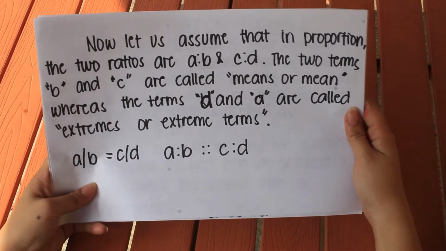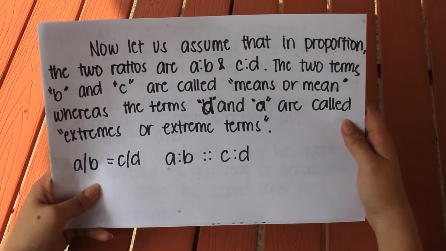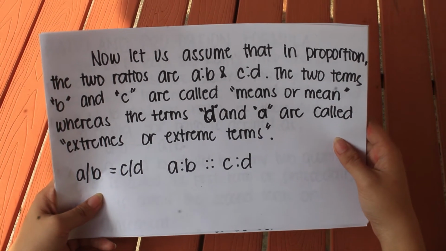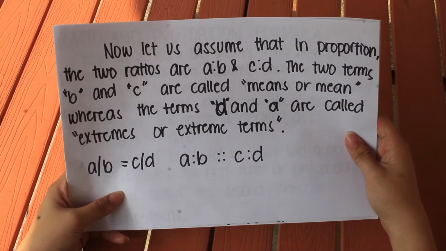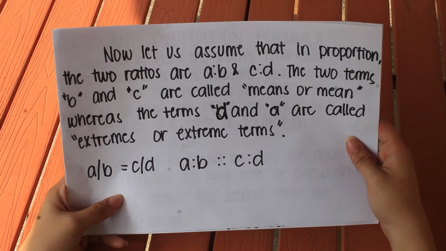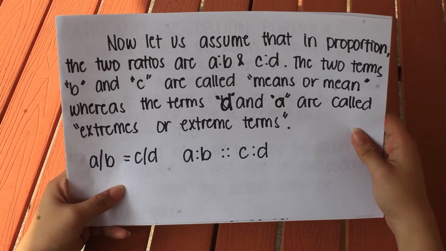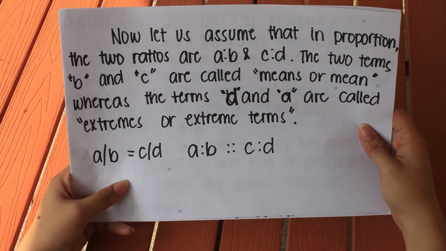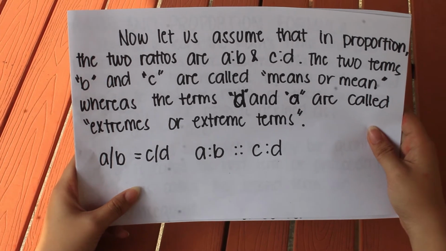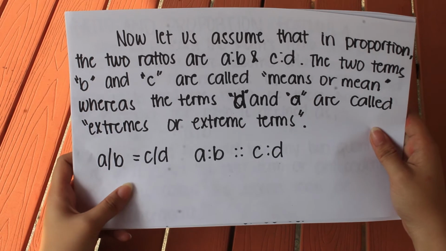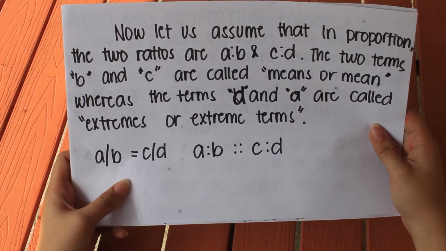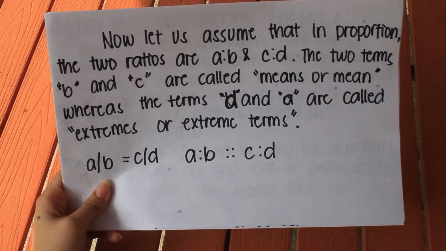Now, let us assume that in proportion, the two ratios are A to B and C to D. The two terms B and C are called means or mean terms, whereas the terms A and D are called extremes or extreme terms. A to B equals C to D.